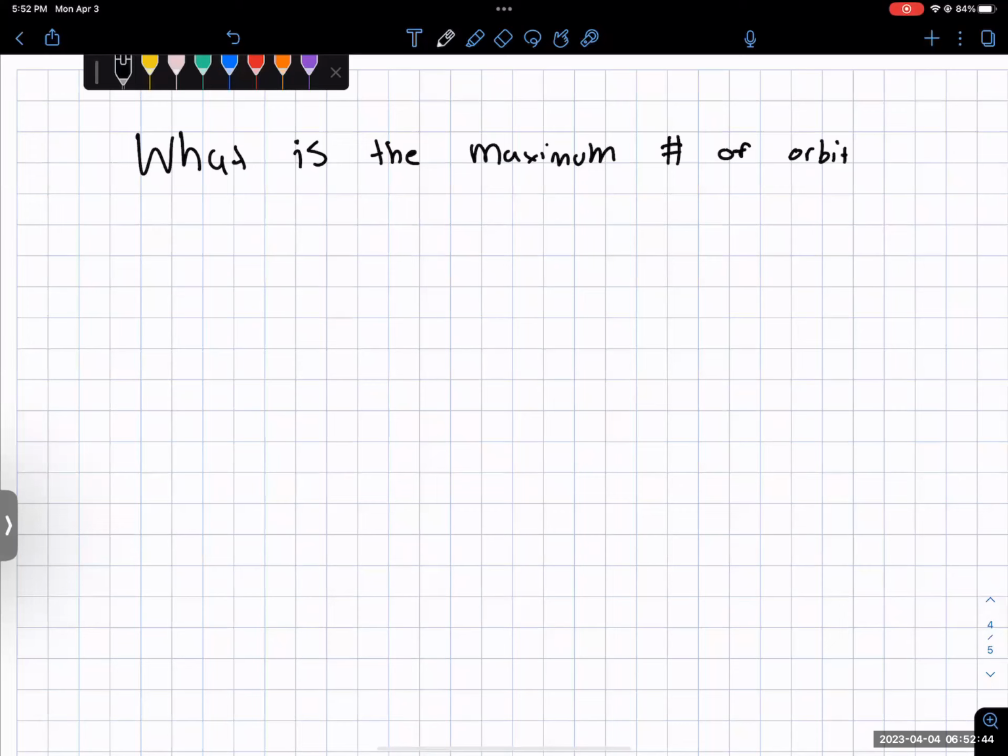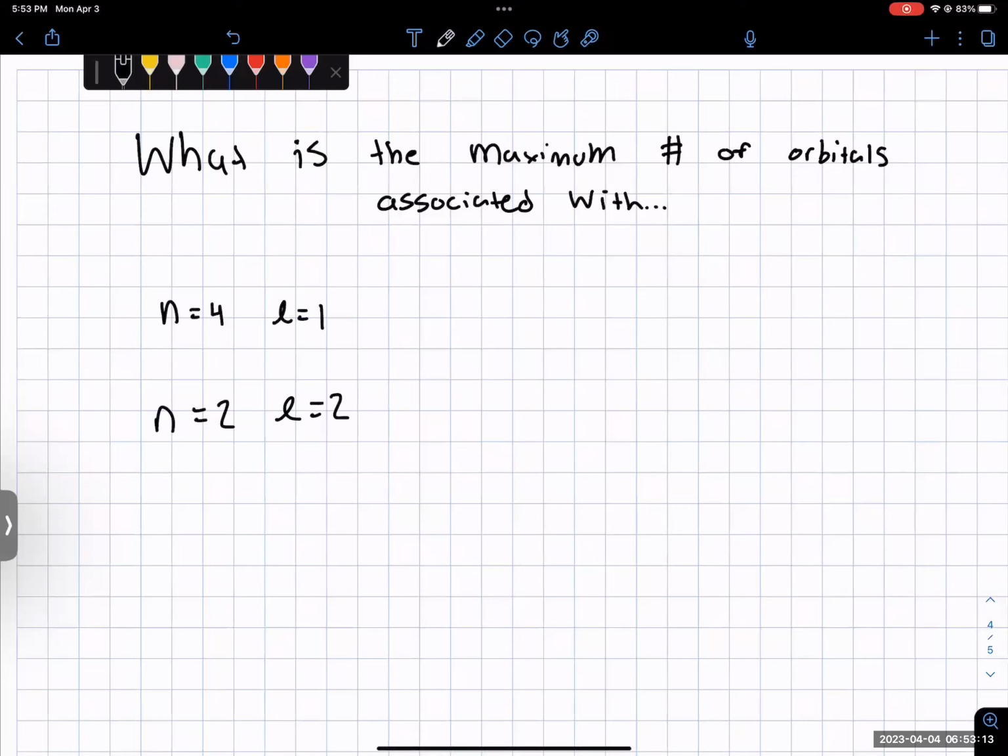For the other question, do we just look at the N to get which orbital it's on, and then the L for the S? Yeah, the N for which period it's on, and then L for S, P, D, or F. So I want the number of orbitals associated with these quantum numbers. And we know that the number of orbitals are derived from which quantum number?